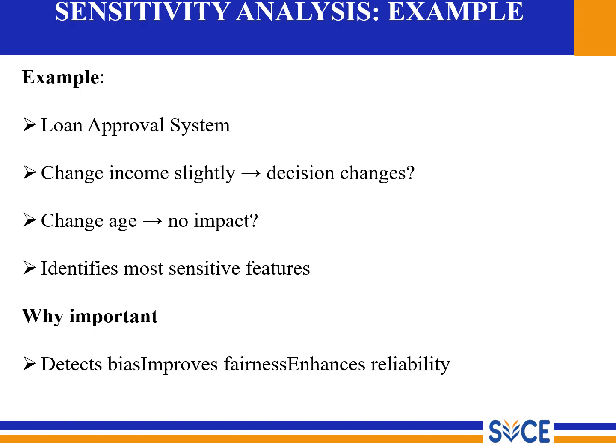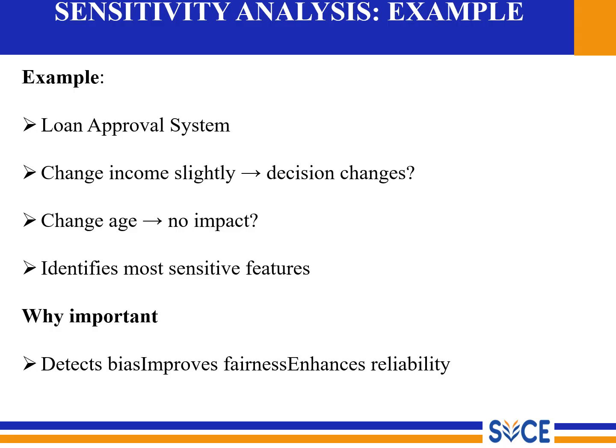If we slightly change the applicant's income and the decision changes significantly, then income is a highly sensitive feature. On the other hand, if changing age does not affect the decision, then age is less important. So this analysis helps us understand which features influence the model the most. It also helps in detecting bias.